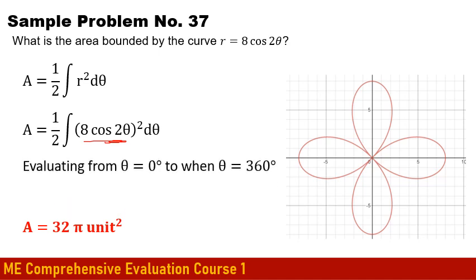Evaluating from theta equals 0 to theta equals 360 degrees, meaning from the beginning till the end, or 2 pi. So that's why we have 1/2 multiplied by 8 cosine 2 theta squared d theta from 0 to 2 pi. Then the area bounded by the curve is 32 pi square units.